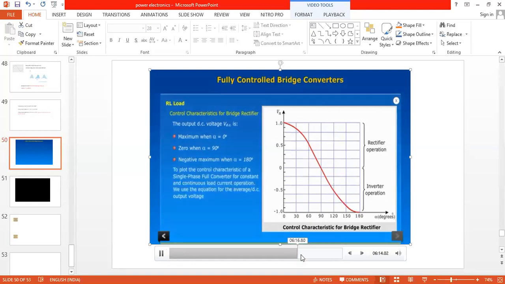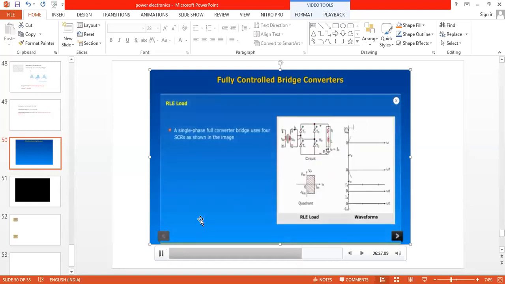So now we move on to the RLE load. The similar expression you can see. What is the basic difference between RL load and RLE load? RL load says that we are not taking into consideration the back EMF of the motor. If any motor contains the armature winding, field windings, and then the back EMF. So if back EMF is taken into consideration, then the type of load is called the RLE load.